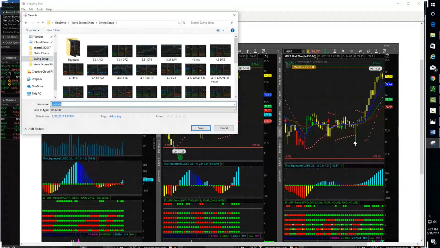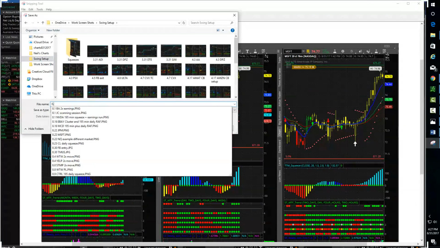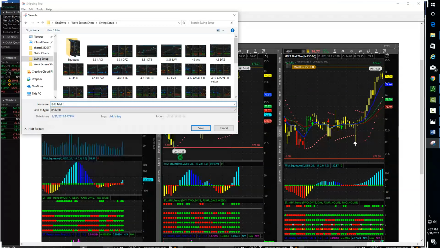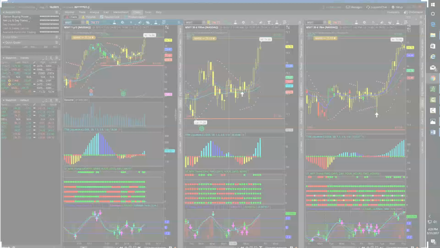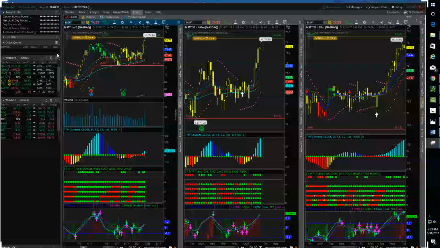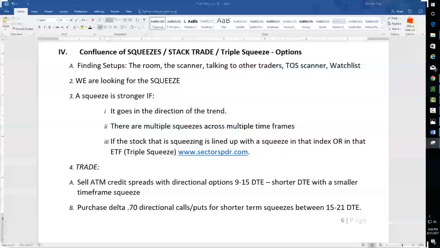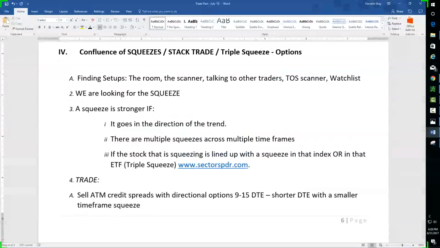So then I go save the image, MSFT, confluence of squeezes, and triple squeeze. I just name it like this, confluence of squeezes, triple squeeze. And the next time I'm looking for a confluence of squeezes, I can use that as an example. So I'm going to add that right here for you guys in the picture.